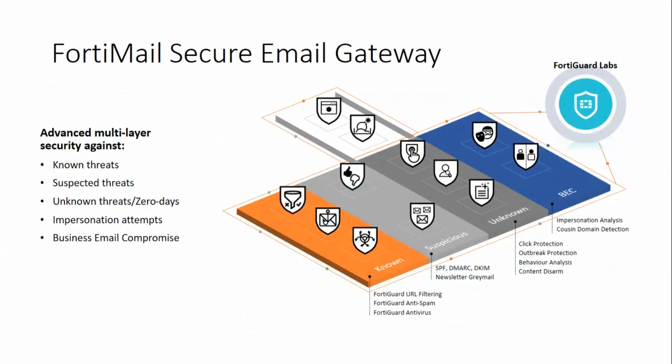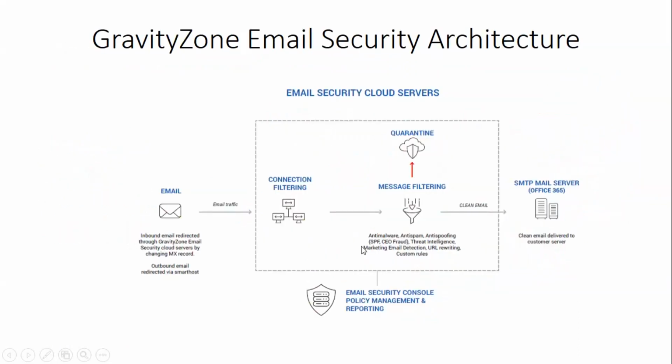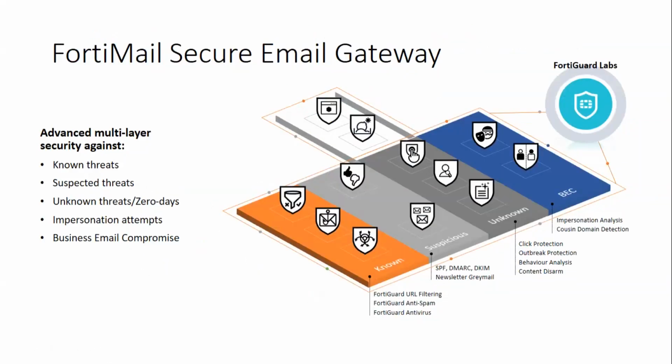This one has different layers of protection, which will protect you from known threats, suspected threats, zero-day threats, impersonation attempts, and business email compromise. From the diagram below, you can see we have known threats, which will be blocked. And if you have emails that are suspicious, with the configuration, FortiMail will be able to identify them as suspicious even before the email gets to the recipient or the employee. It will be isolated and blocked. Unknown threats and business email compromise will also be blocked through the FortiMail secure gateway.